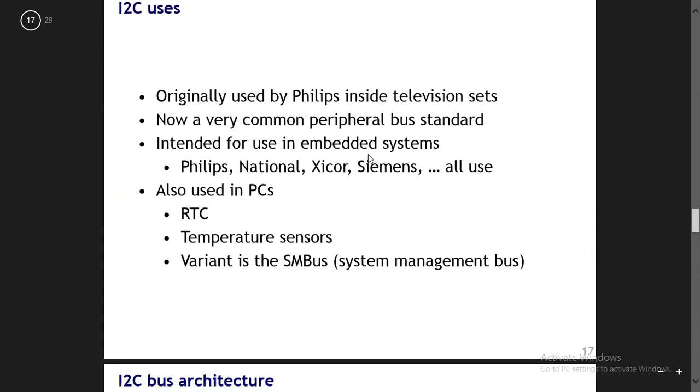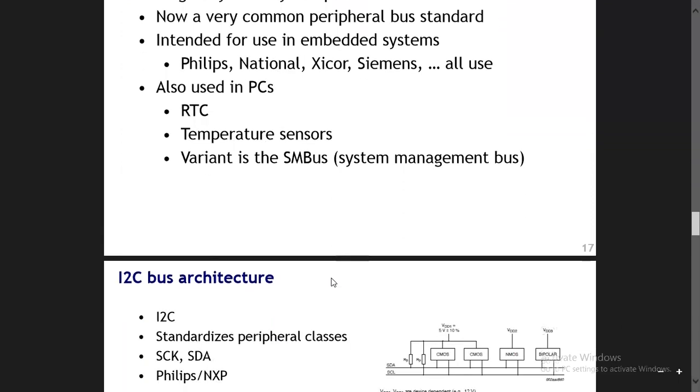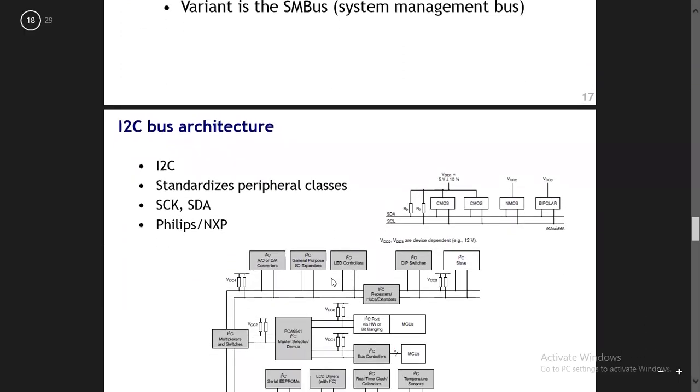Originally, Philips designed this for television sets, and now it has become a very common bus standard. As I said before, it's very commonly available in embedded systems. Philips, National, Zycor, Siemens all use this protocol, and it is also used in PCs, RTC (real-time clock), temperature sensors, and a variant in the SM bus, the system management bus. So this is a very quick general overview of the I2C, but we have to get into the detail to properly understand the operation of the bus.